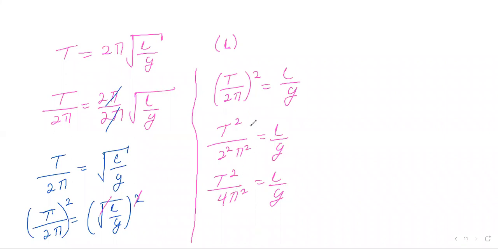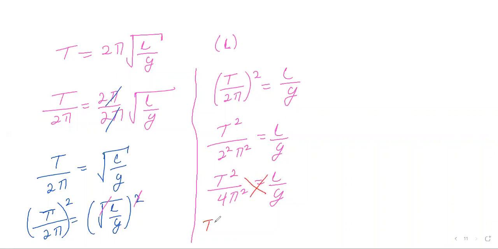Now, at this point, what will I do next? This is a fraction, this is a fraction. When there is one fraction on the left-hand side and another on the right-hand side, what will you do? Multiply. We cross multiply, right? So at this point, we are going to cross multiply. So how do I cross multiply here?